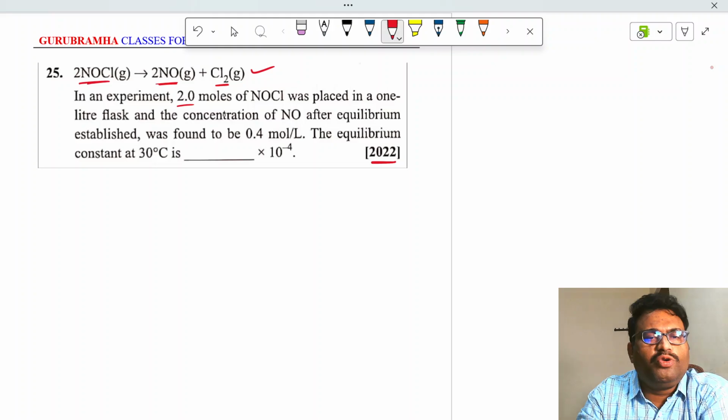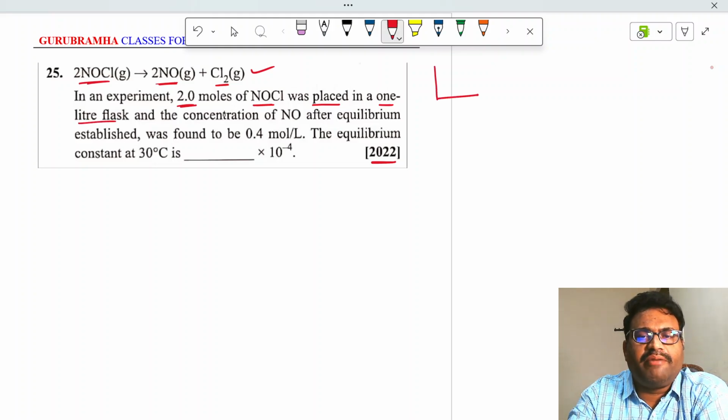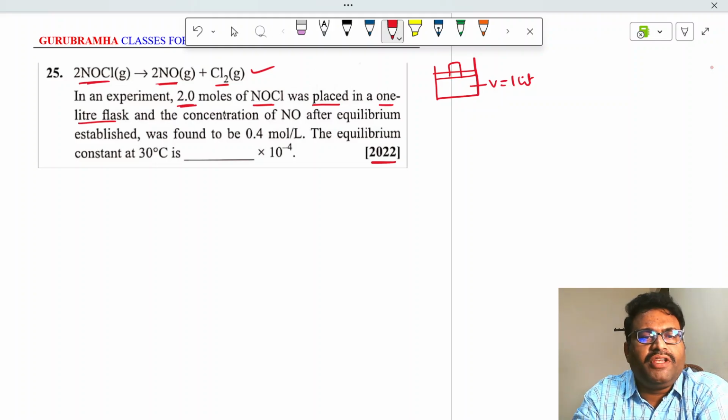In an experiment, 2 moles of NOCl was placed in a 1 liter flask. Again, everything is happening in a 1 liter container. Volume is equal to 1 liter. And the concentration of NO after equilibrium was established was found to be 0.4 moles per liter. The equilibrium constant is asked.